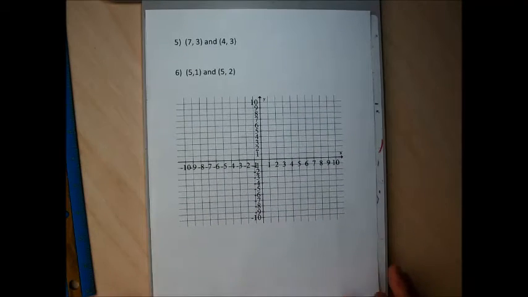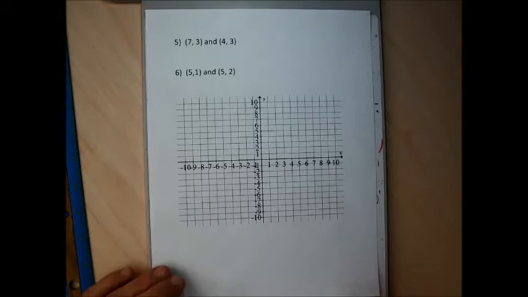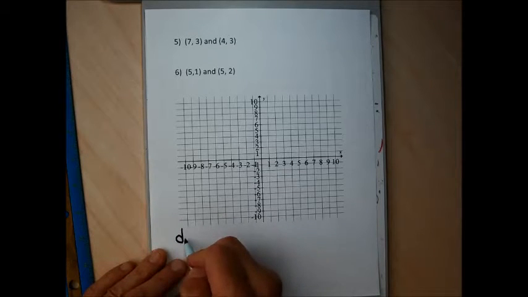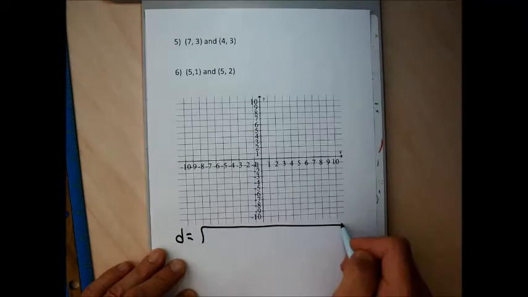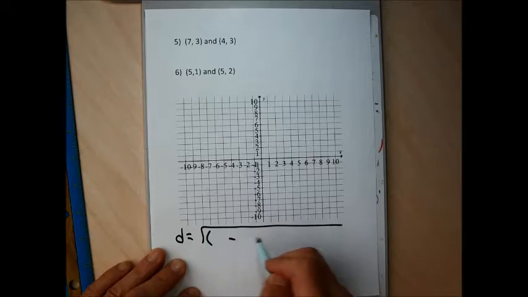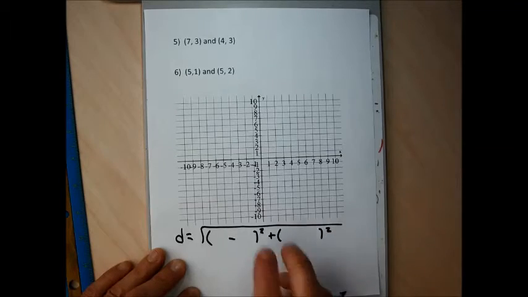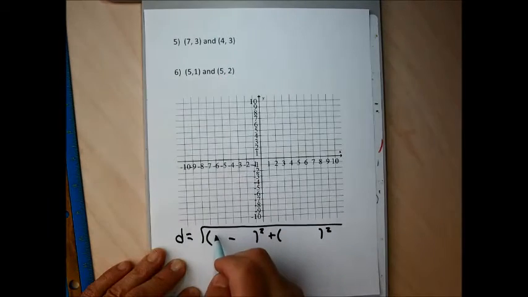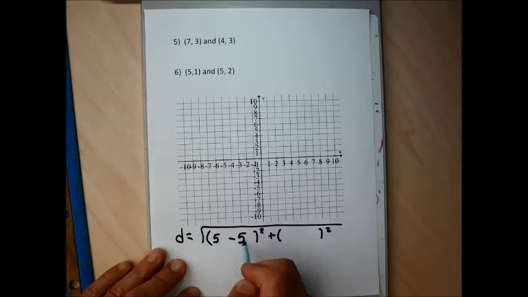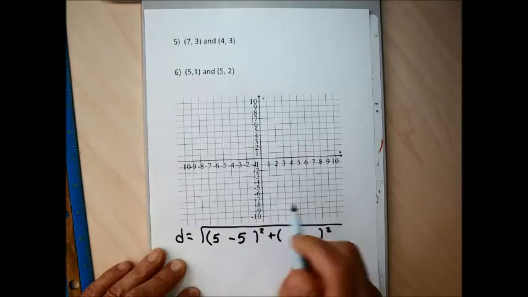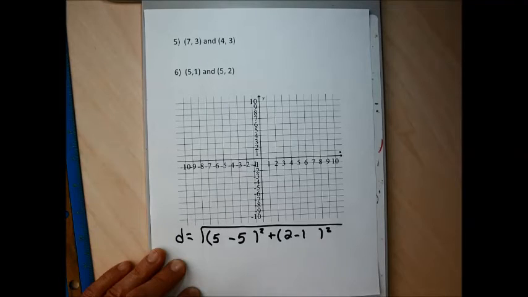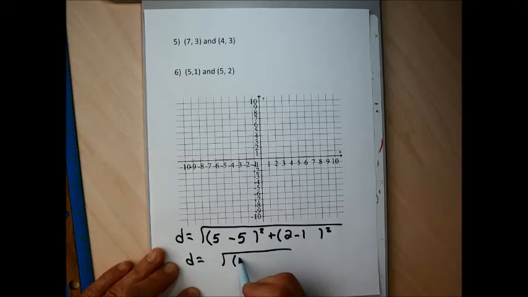Alright, so problem 6, if I want to use the distance formula to find the distance between the 2 points, I'd go distance equals the square root of the difference of the x's squared plus the difference of the y's squared. For the x's, I'm going to put 5 minus 5 squared. For the y's, I'm going to put 2 minus 1 squared. This is going to give me distance equals, the first parentheses is going to come out to 0 squared, and the second parentheses is going to come out to 1 squared.